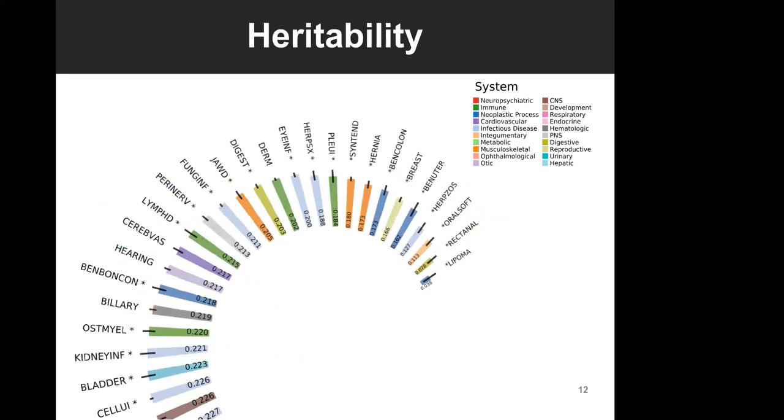If we go to the other extreme, lipoma, which is a form of benign tumor, is about 3.8% heritable. This is the only one that has a heritability that's not statistically significant. Basically, the confidence interval passes 0. Also, you can see that on the lower end, a lot of the diseases have very low heritability.